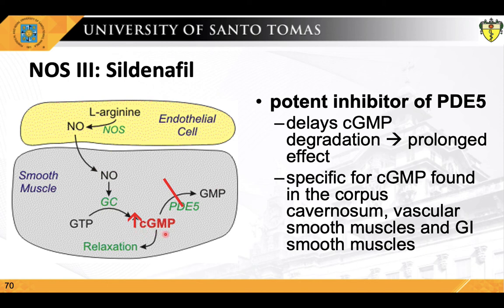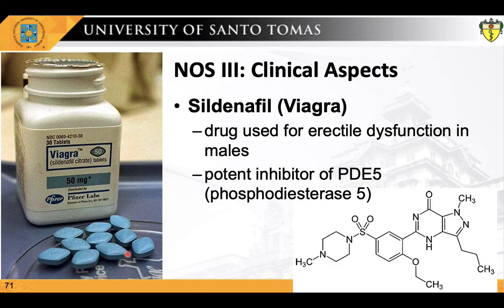Sildenafil is specific for cGMP found in the corpus cavernosum, vascular smooth muscles, and gastrointestinal smooth muscles. Thus, sildenafil inhibits phosphodiesterase 5, delaying cyclic GMP degradation in the corpus cavernosum and thus prolonging erection. The somewhat selective vasodilatory actions of phosphodiesterase 5 inhibitors have made these compounds very useful in the treatment of male erectile dysfunction. Sildenafil, or Viagra, a drug for erectile dysfunction in males, is a potent inhibitor of phosphodiesterase 5. However, the therapeutic indication for sildenafil is not only limited to erectile dysfunction. This is also approved for the treatment of pulmonary hypertension.